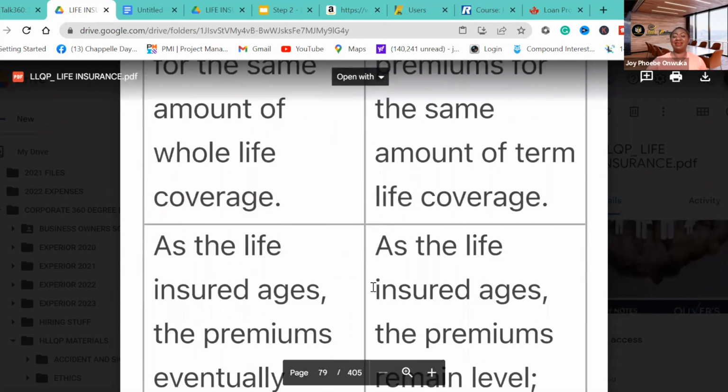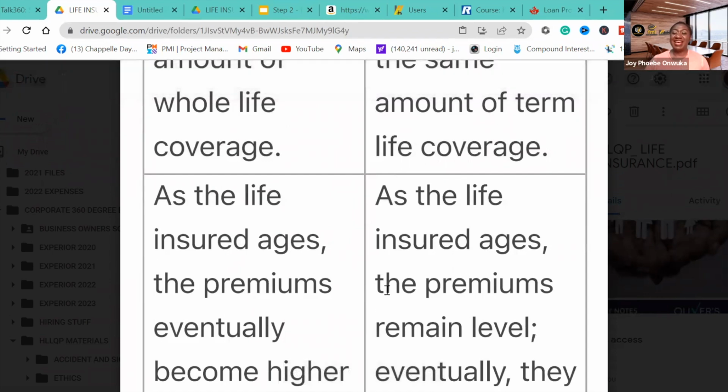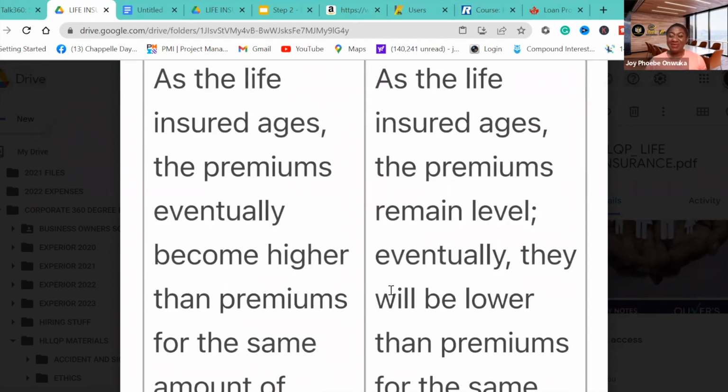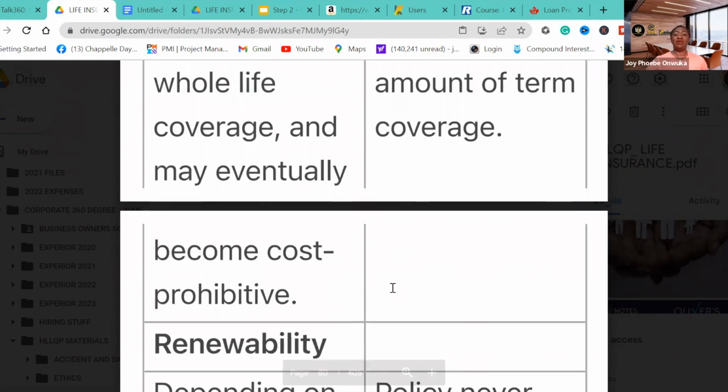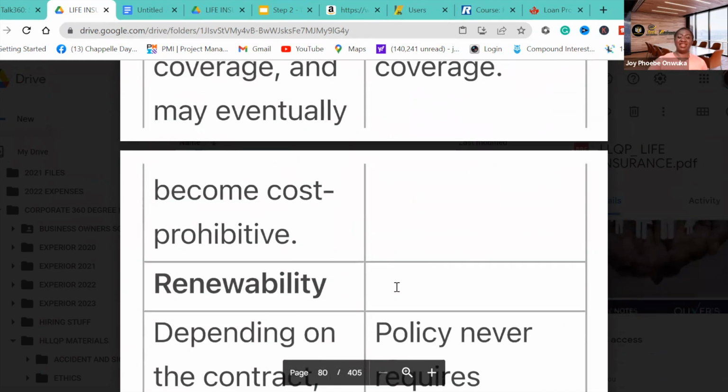For term insurance, as the life insured ages, the premiums eventually become higher than the premium of the same amount of whole life coverage and may eventually become very, very expensive and prohibitive. Now, for whole life, as the life insured ages, the premiums remain level, and eventually the premiums will be lower than the premium for the same amount of term.